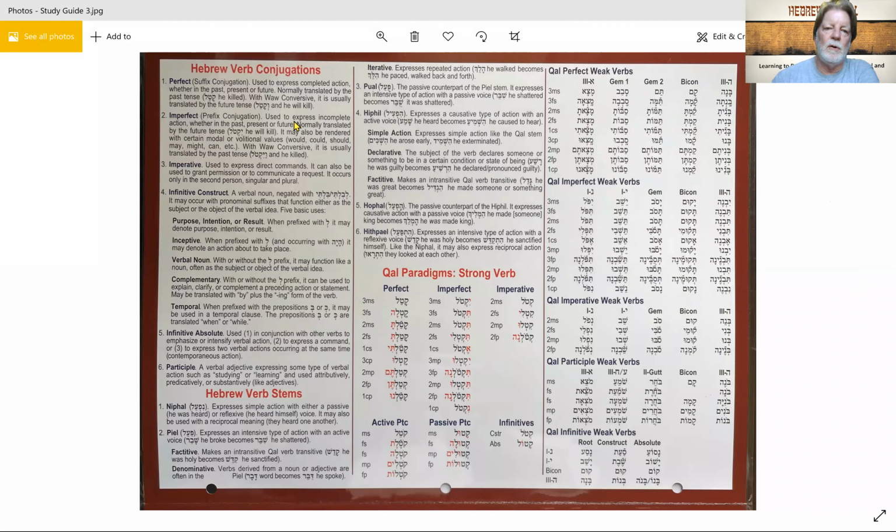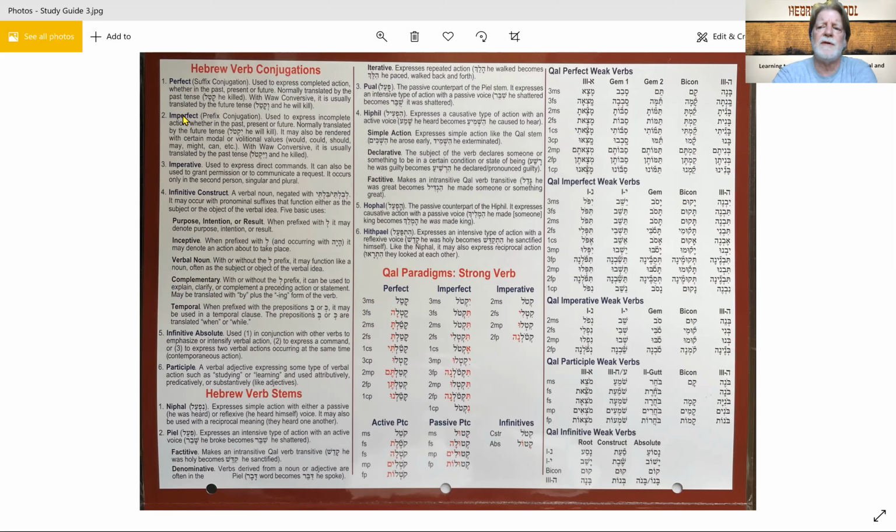In our last lesson, we talked about Hebrew verb conjugations, perfects and imperfects. This is one of the most important things to learn, because the perfect is the completed action, and that usually places it in the past. Then we have the imperfect, which is a continuing action. Because it's ongoing, it can be past, present, or future. Oftentimes the main interpretation of that is a future one.